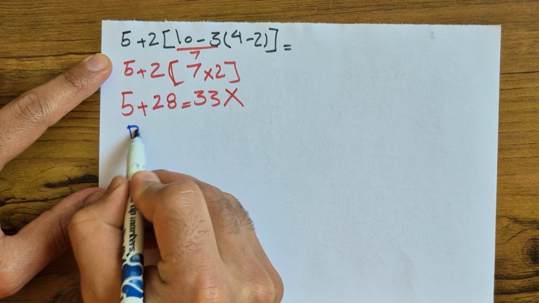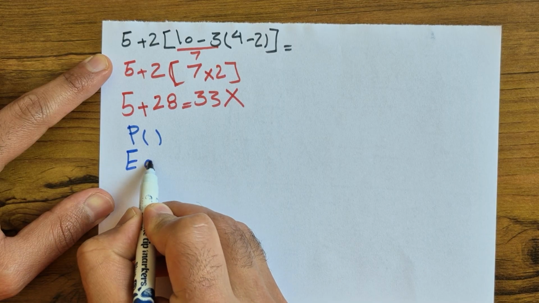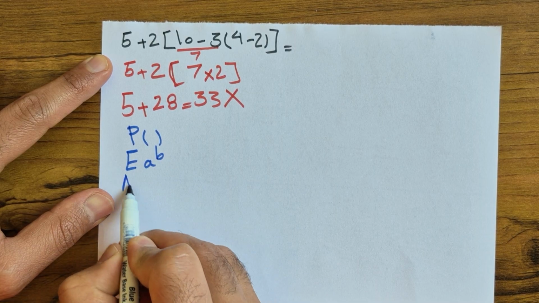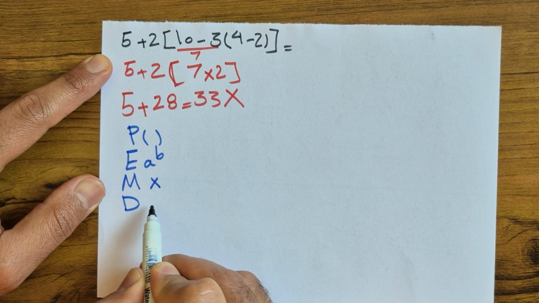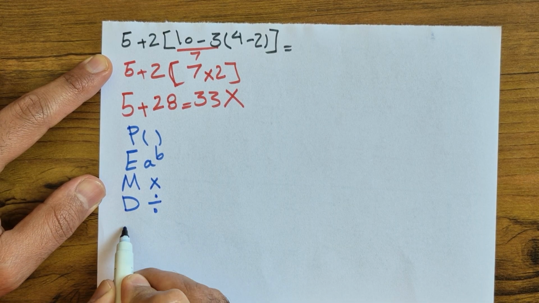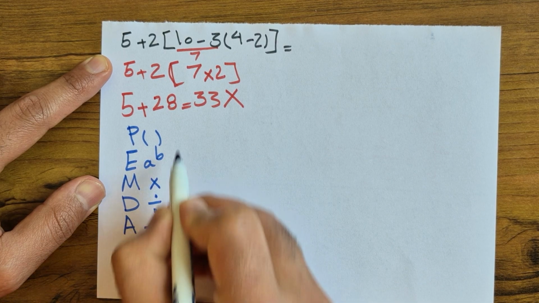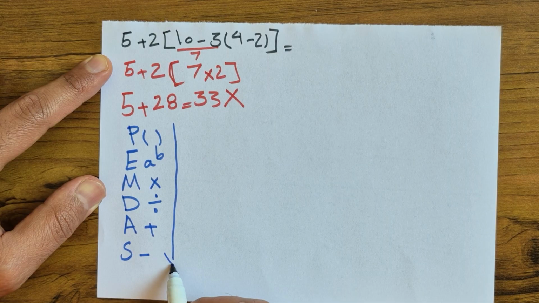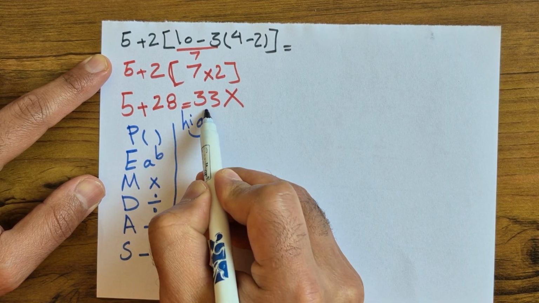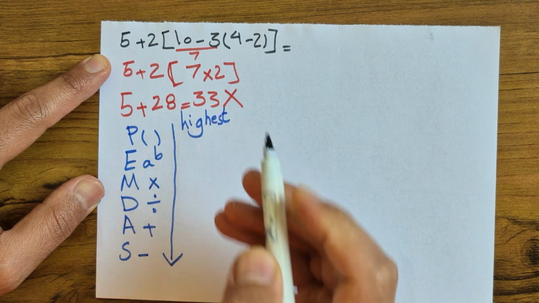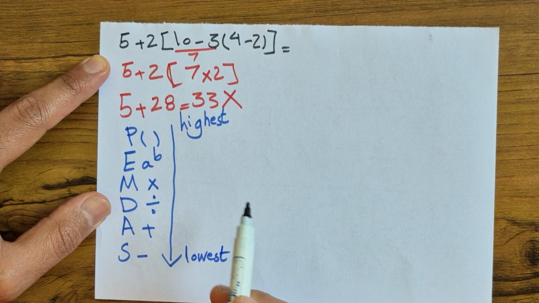So P stands for parentheses, E stands for exponents, M stands for multiplication, D stands for division, A stands for addition, and S stands for subtraction. And this is a vector. This is like an arrow. Here we have the highest priority or precedence, and here we have the lowest priority or precedence.